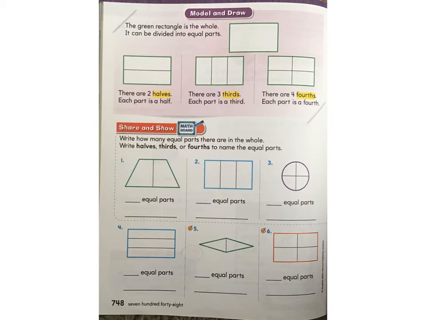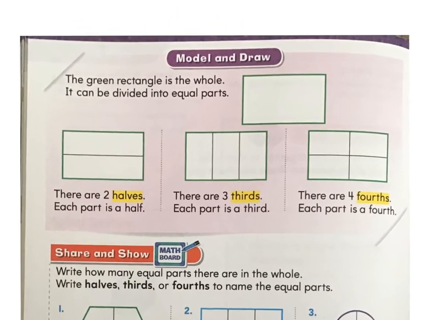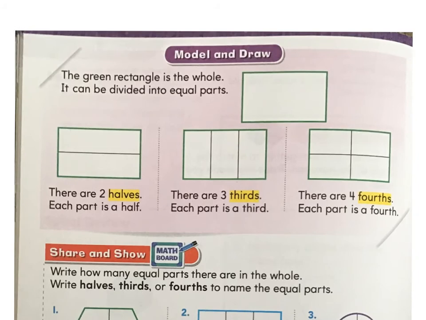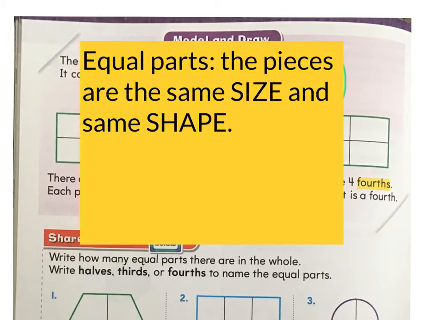Today's lesson will begin on page 748 of your Go Math workbook. Let's take a look at the top in the light purple shaded area. The green rectangle is a whole. It can be divided into equal parts. Equal parts means that the pieces are the same size and the same shape.